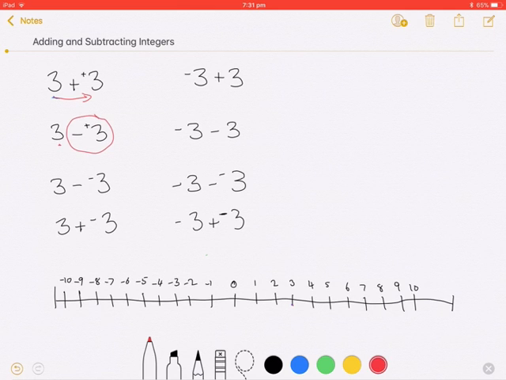So we're here on 3 and we're going to take away 3. We're going to go 1, 2, 3. Yeah, we ended up on 0. No dramas there. So when we're taking away a positive 3, we're going to be going that way. Now this is where people come unstuck a little bit. 3 take away a negative 3.